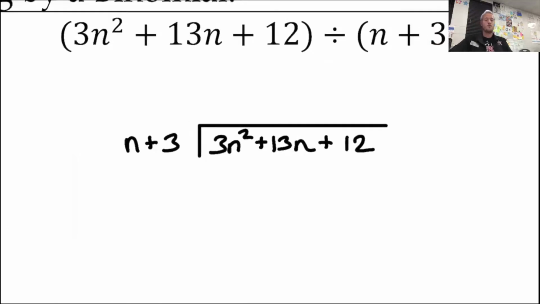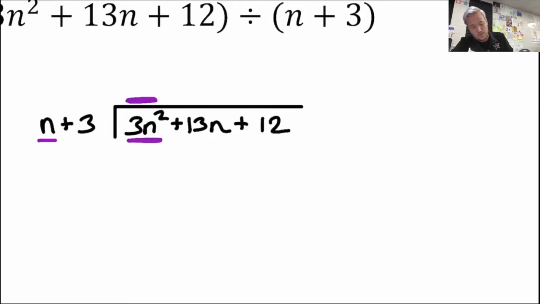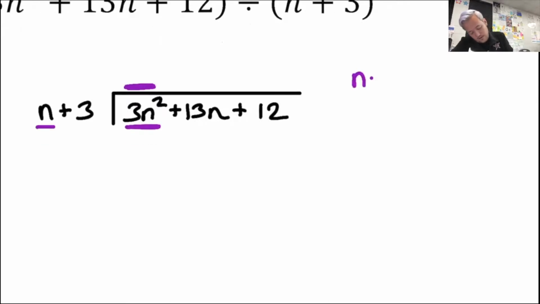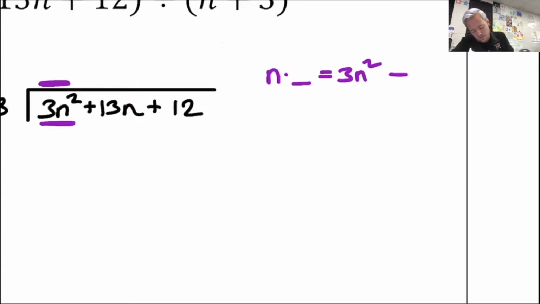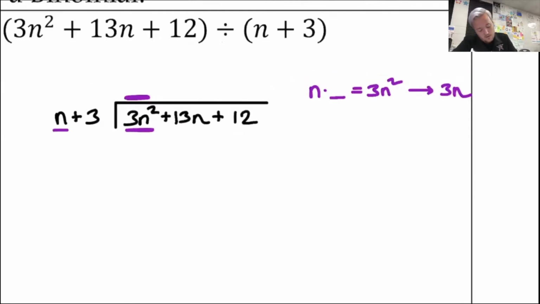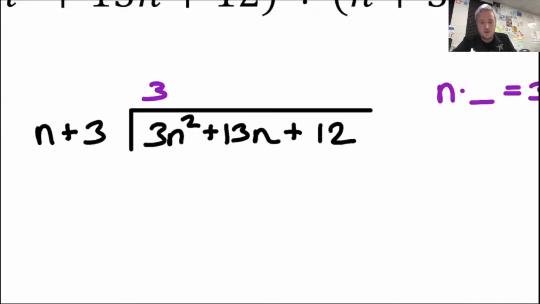For these, you only want to look at the leading term. When I say leading term, I mean look at n and 3n squared. We want to find n times what value gives you 3n squared. I'm going to write this off to the side. n times what gives you 3n squared? Well, that would be 3n. So that 3n is what I'm going to write on the top.